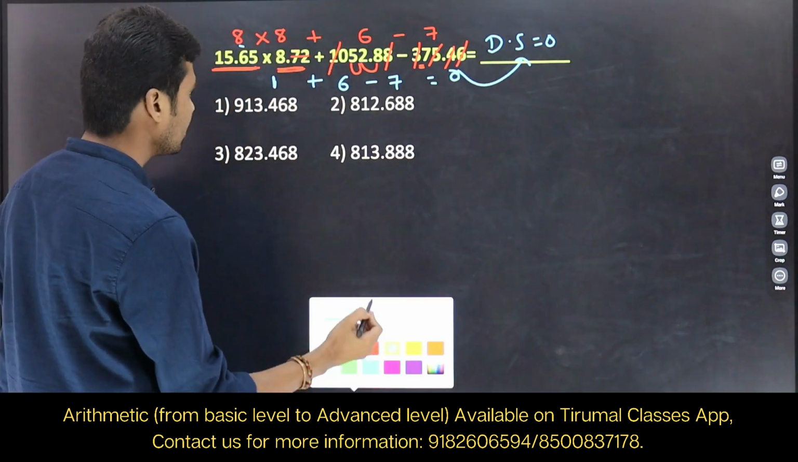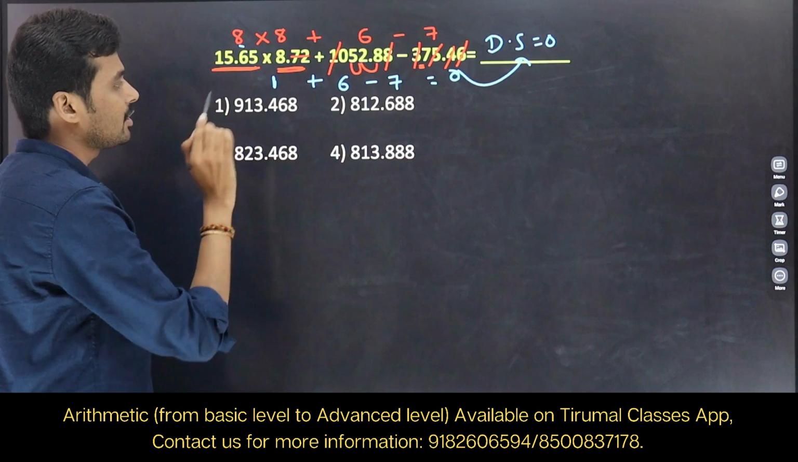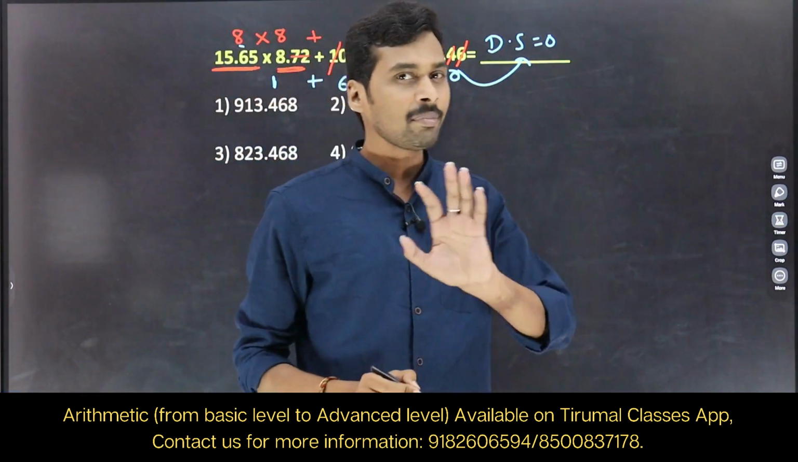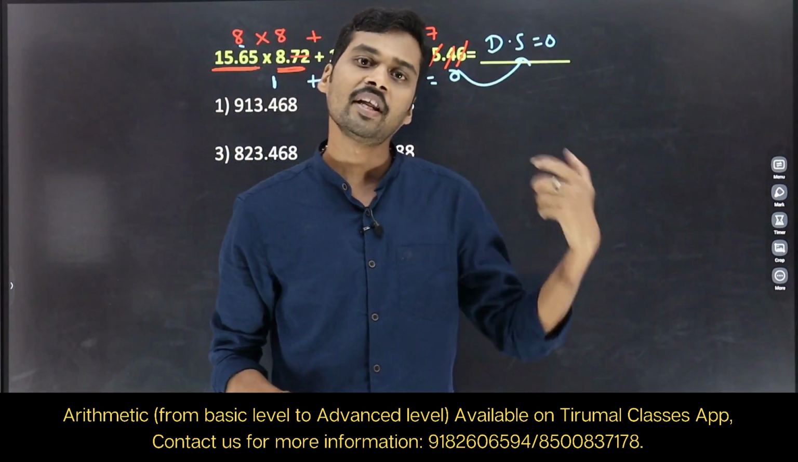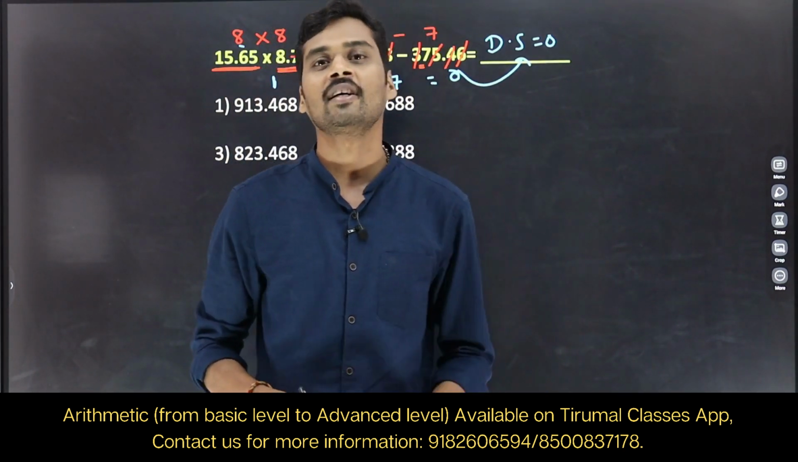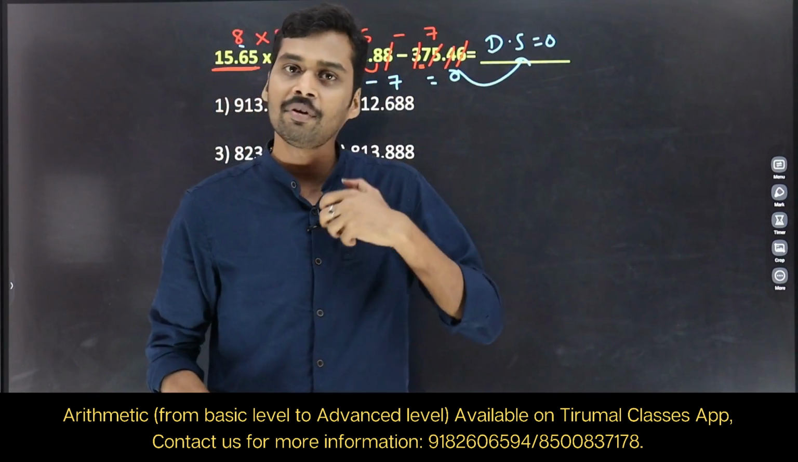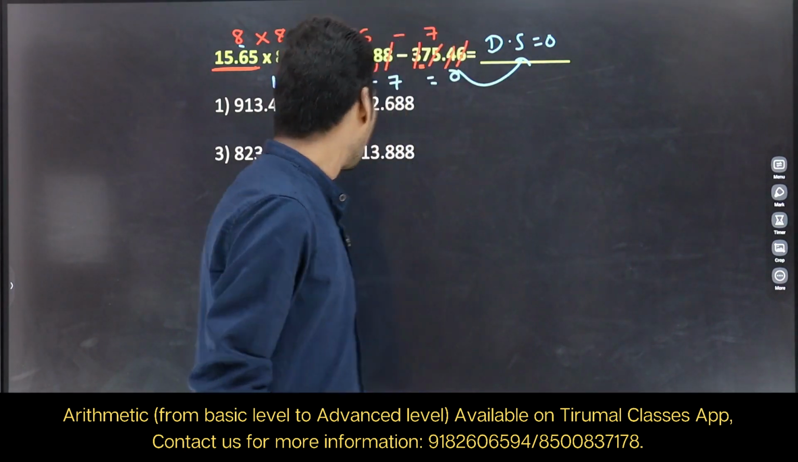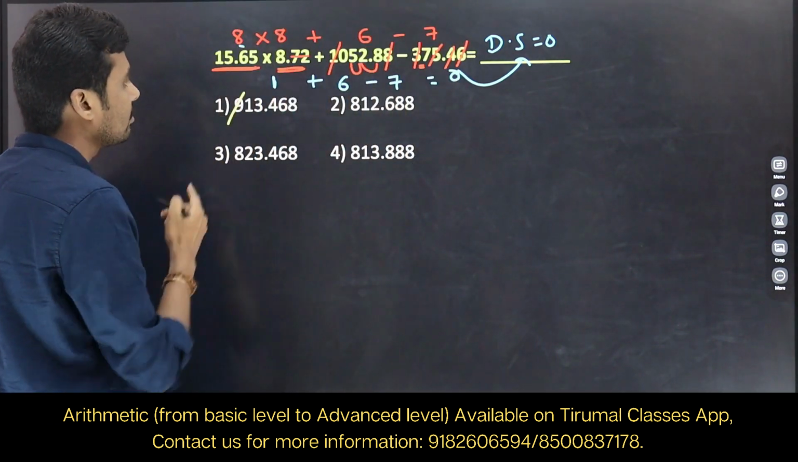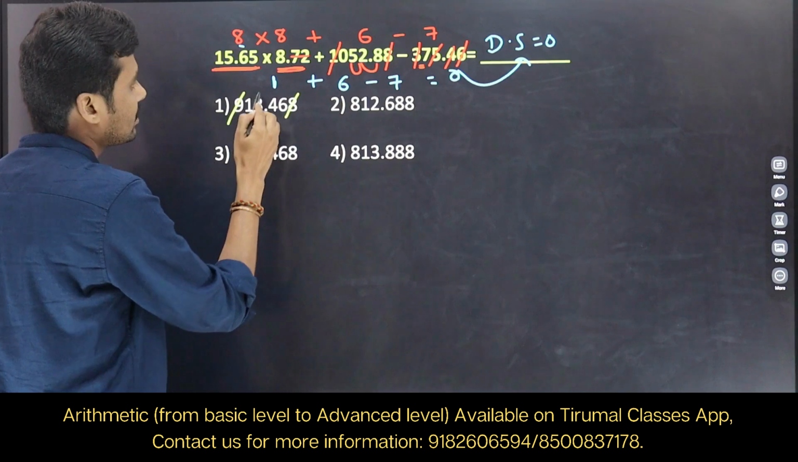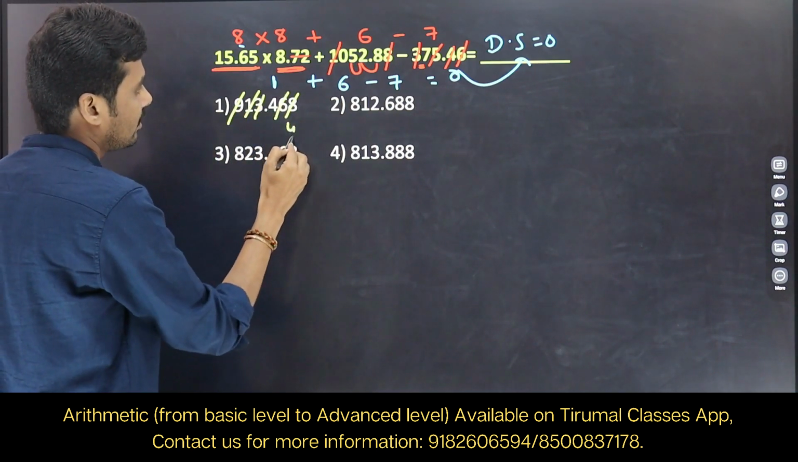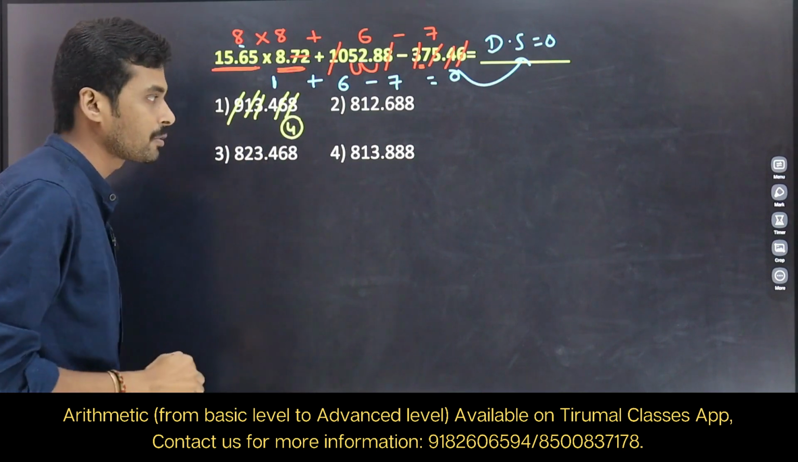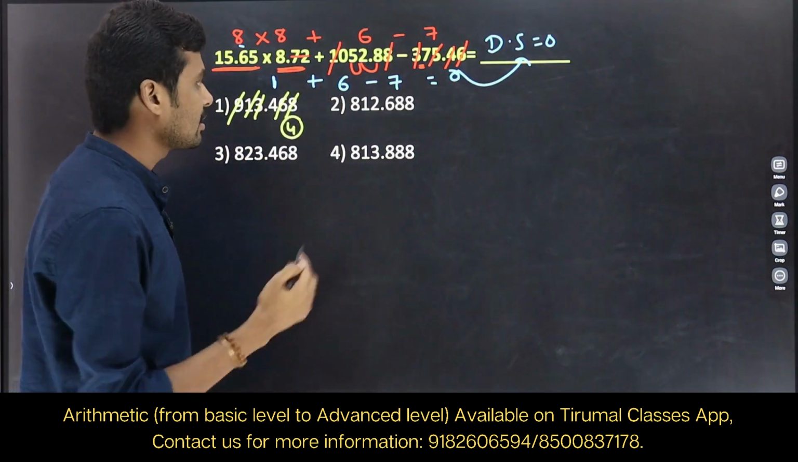If you look at the options, the first option is 913.468. Don't mind the decimal points; there is no impact. Even if decimal points, fractions or percentages are given, we can still apply the DS concept. Here you can cancel out the 9: 8 plus 1 is 9 and 6 plus 3 is 9. So the DS value of the first option is 4. Let's look at the next one.